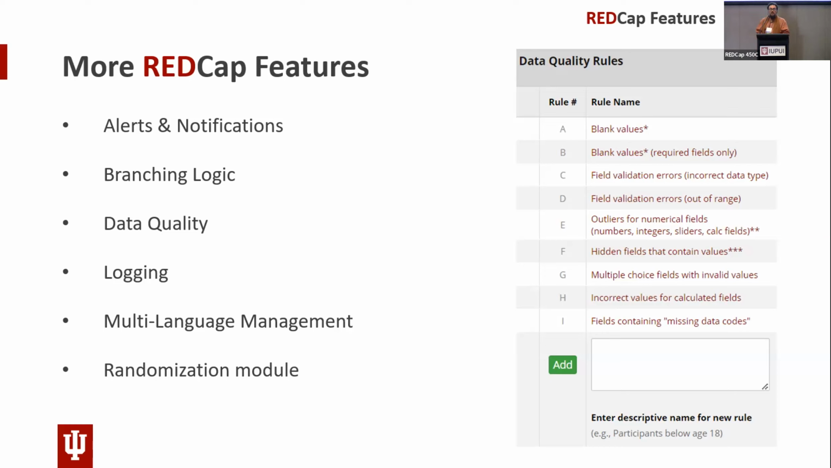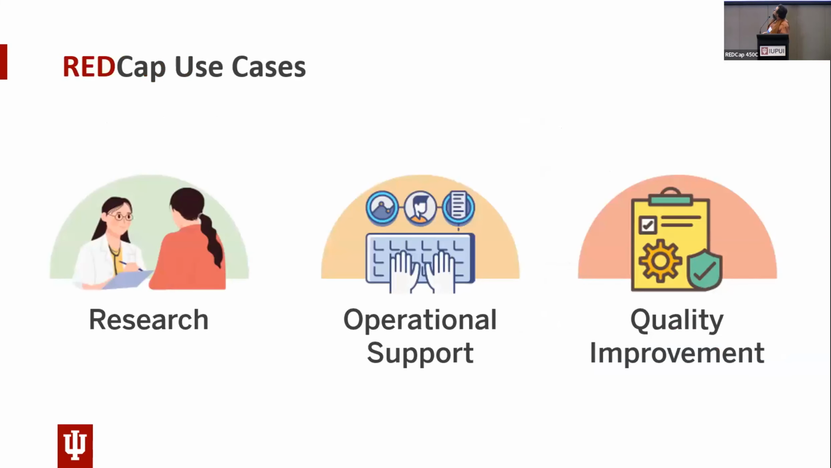Logging, there is an audit log for every REDCap project, so that will contain a lot of the information about any changes to the data or any data entry in the project. There's multi-language management that allows you to include translations for various forms so that people are able to toggle between different languages. And there is a randomization module in REDCap that's useful for any kind of randomization study, clinical trials, anything like that.